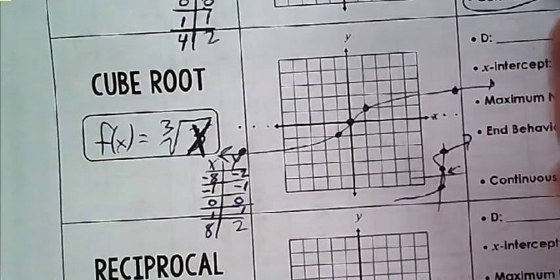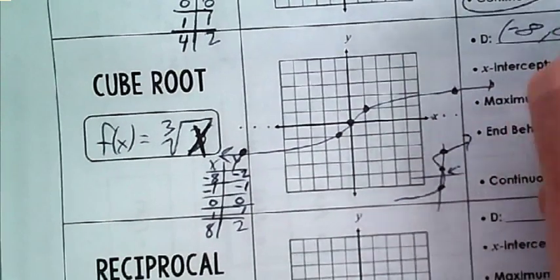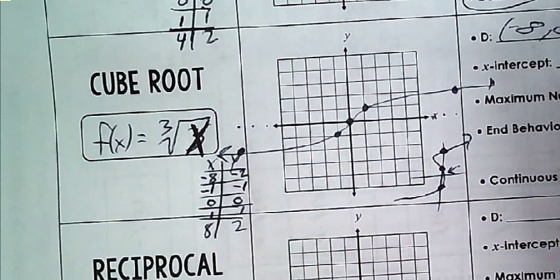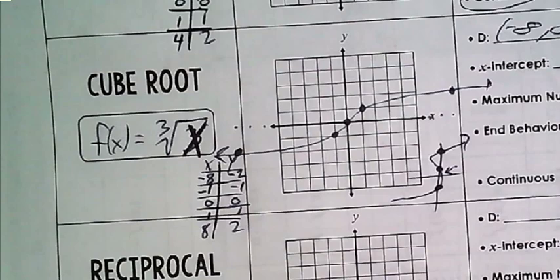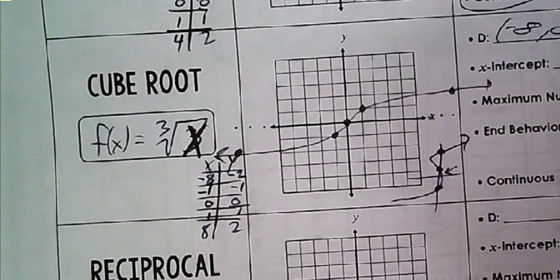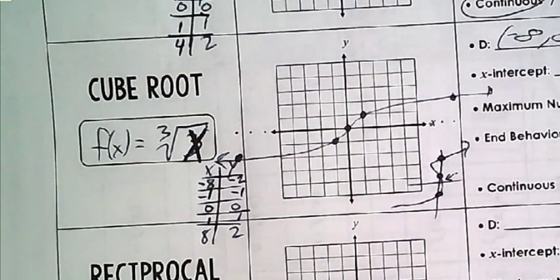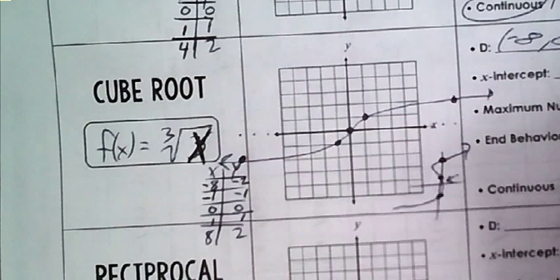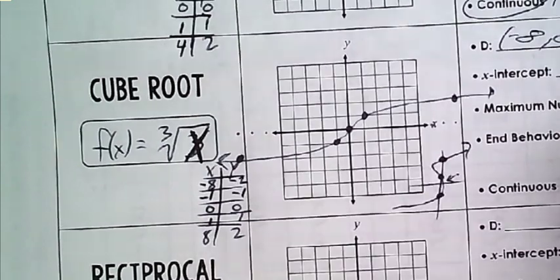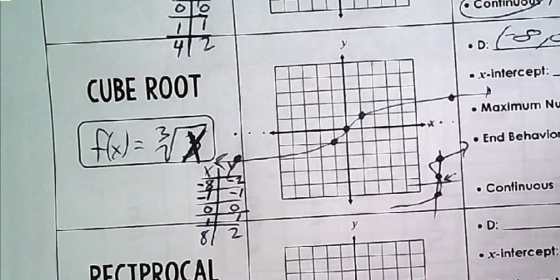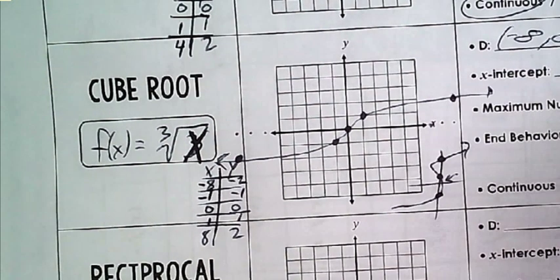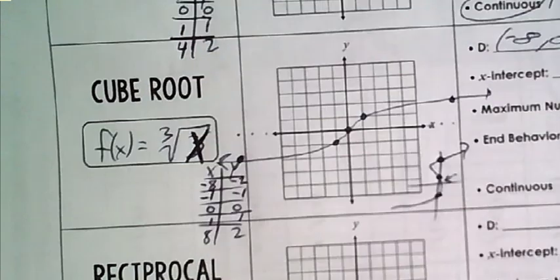Alright, so the domain, from -infinity to infinity. The range, -infinity to infinity. The x-intercept, 0. The y-intercept, 0 for this graph. The end behavior, very similar to what we've seen before. As x goes to -infinity, what does y do? Goes down, right? To -infinity. As x goes to positive infinity, y goes to positive infinity. It's going up. Slowly, very slowly, but it's still going up. And it is continuous.